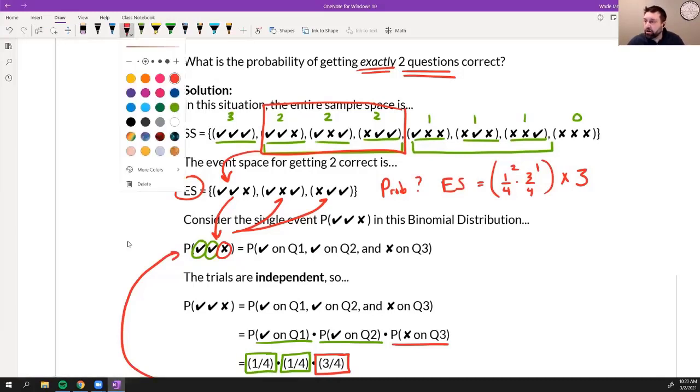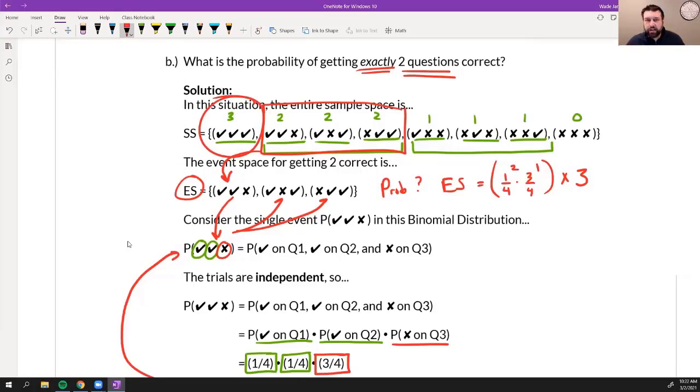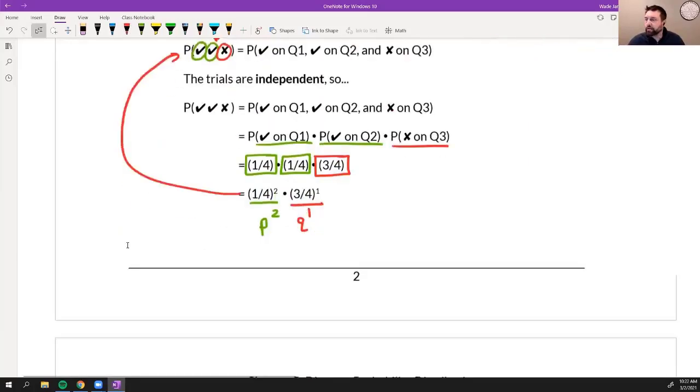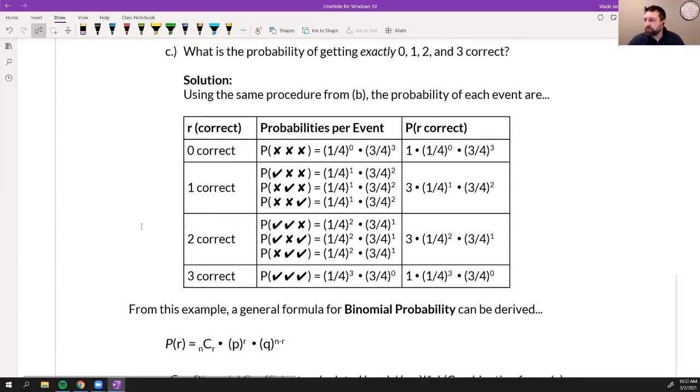What is the probability of getting all 3 right? What's the probability of getting 2 right? What's the probability of getting 1 right? What's the probability of getting none of them right? And that's what we do here in this table. So the probability of getting 0 correct is 1/4 to the 0 power, 3/4 to the third power. The probability of getting 1 correct is 1/4 to the first and 3/4 to the second. Now, this can happen 3 ways. And so you multiply it by 3.